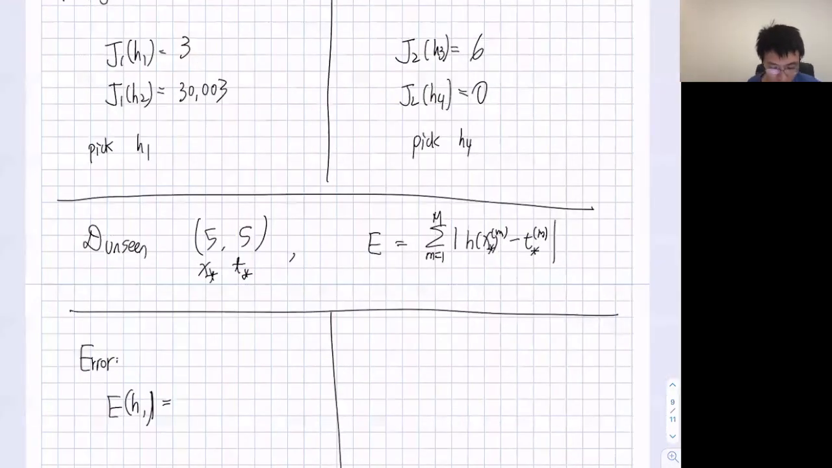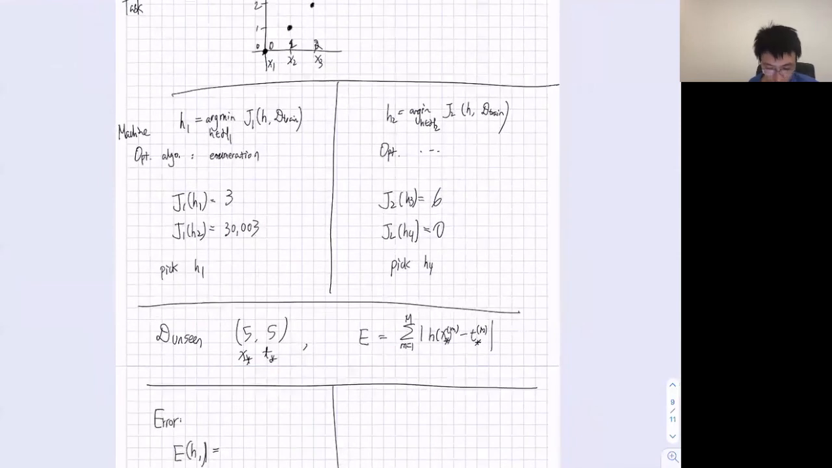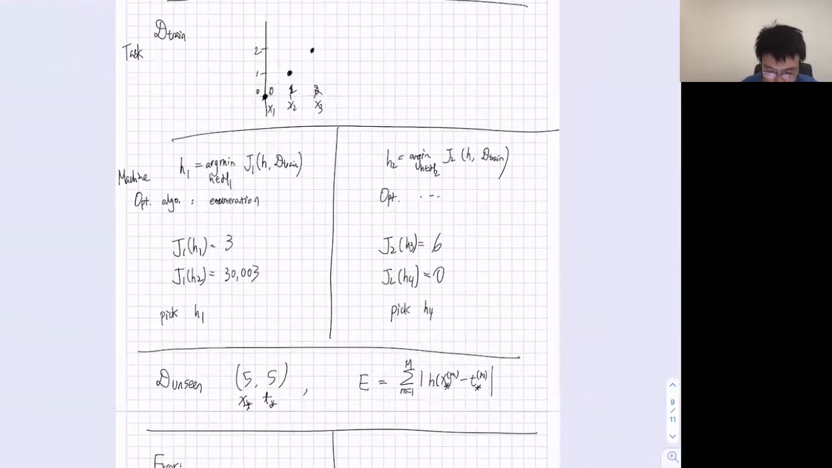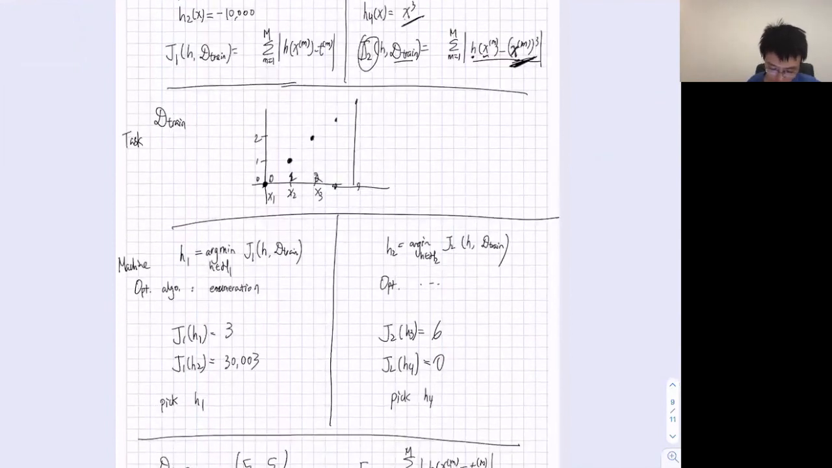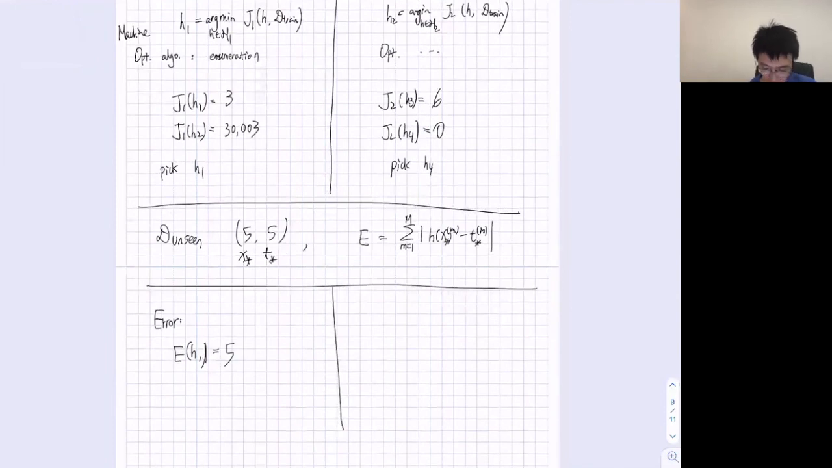So what is the error for H1? So the error is 5, right? 5 is here. But I'm picking H1. H1 is all 0, okay? So it's 3, 4, 5. So the error is 5 for H1.